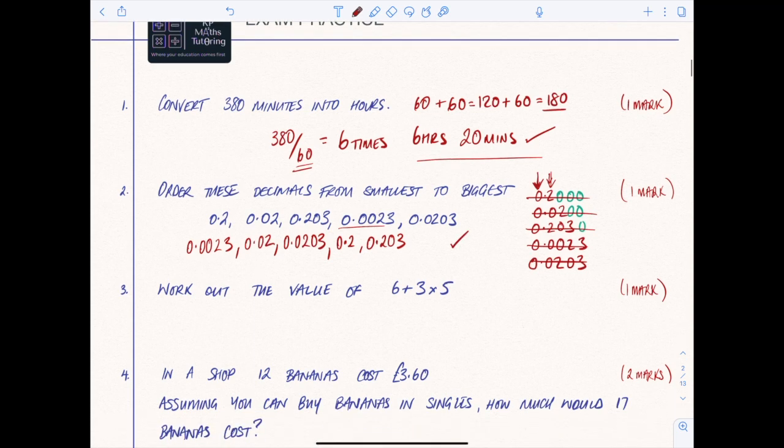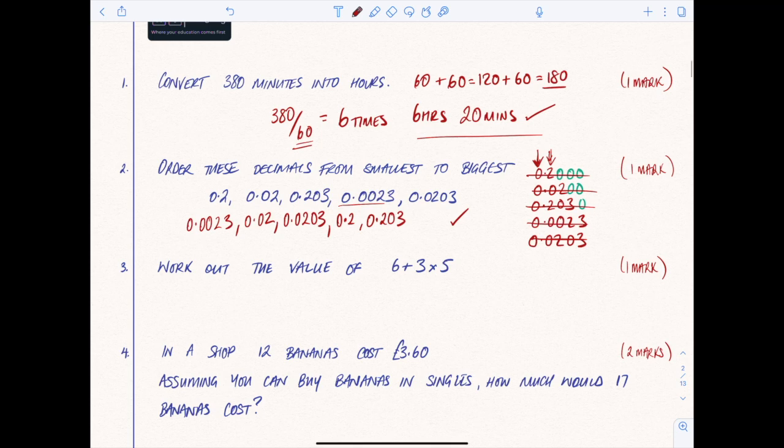Question 3, we need to be looking at a bit of BIDMAS here. So this part is what you do first. So 3 times 5 is 15, and then add your 6. So just remembering that BIDMAS, we're doing the brackets first, indices, division, multiplication, addition, and subtraction. And with indices, it could also be roots as well. Okay, so it could be the square root of something that would come second as well.